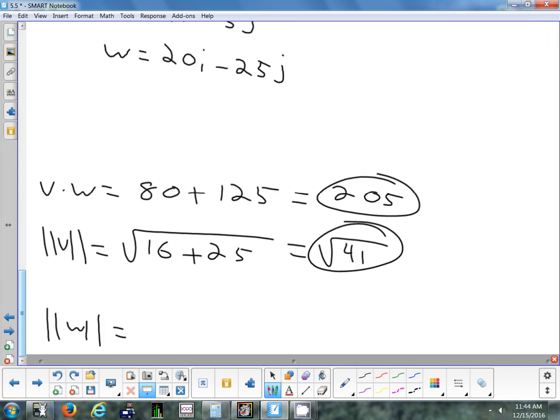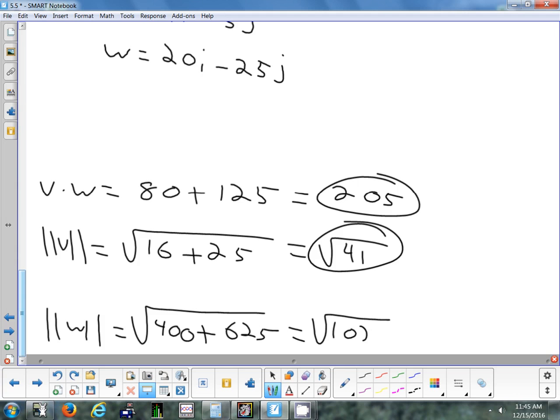And we need the length of W. Dan, what's the length of W? 20 squared plus 25 squared. Which gives me the square root of 1025. 1025. All right, so I don't need to use inverse cosine here.